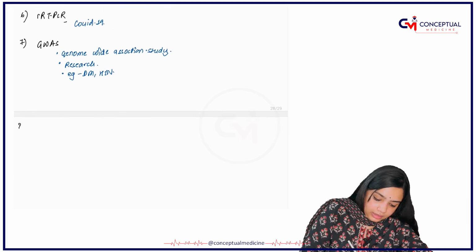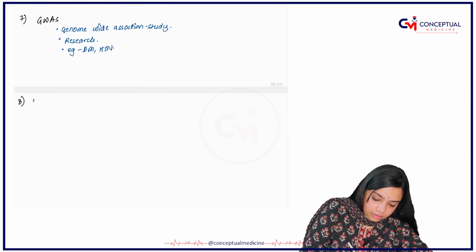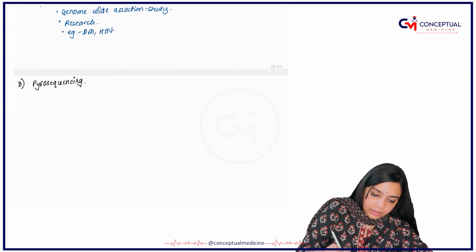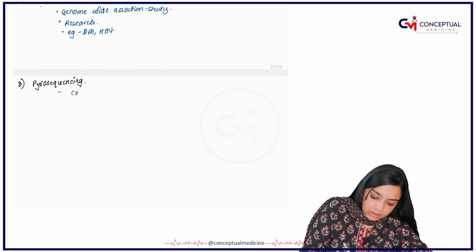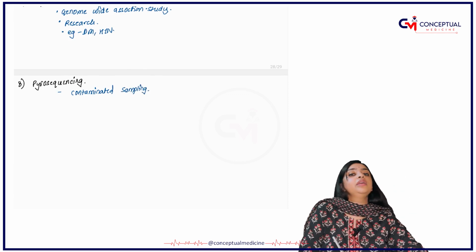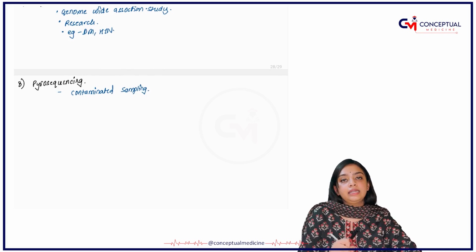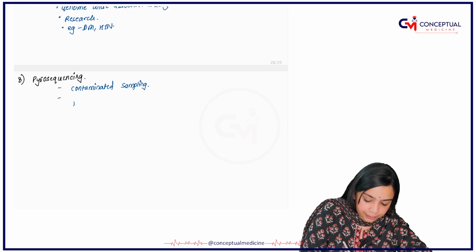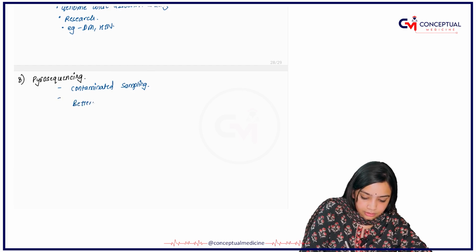Okay. Next technique that we have is the pyrosequencing. Pyrosequencing is basically for the contaminated sampling. It is basically used for sampling the contaminated things. Okay, it is basically a better technique.